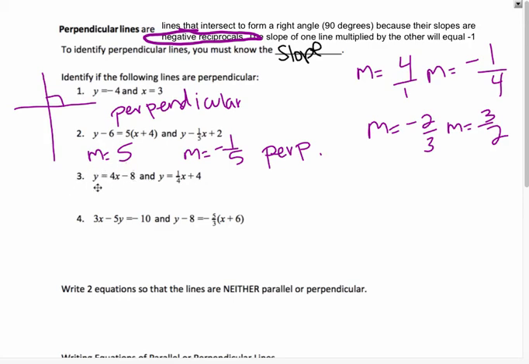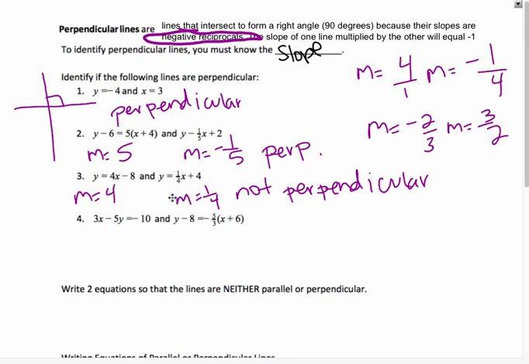All right, so this equation, m equals 4, and over here, m equals 1/4. Now, these are reciprocals, but they are not negative. So this would not be perpendicular. Now, let's think about parallel. Are these parallel? No, they're not parallel because they don't have the same slope.